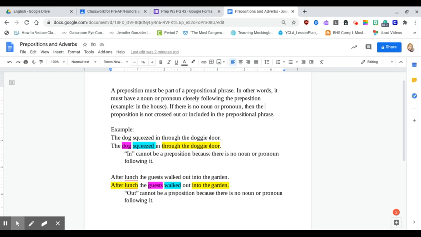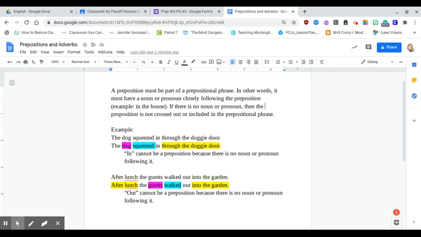Hey guys, we're still going to continue our work identifying prepositional phrases and sentences and identifying the subject and verb. This week, we're going to review how you have to cross out prepositional phrases, not prepositions alone. So a preposition must be part of a prepositional phrase.